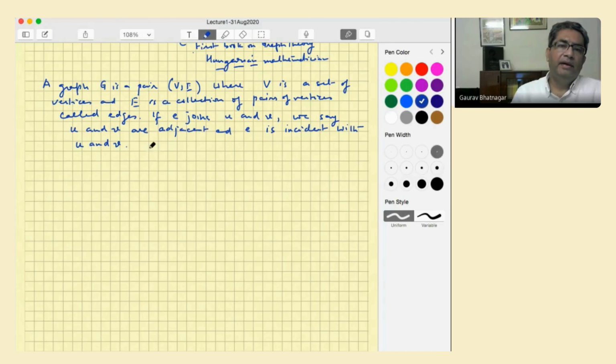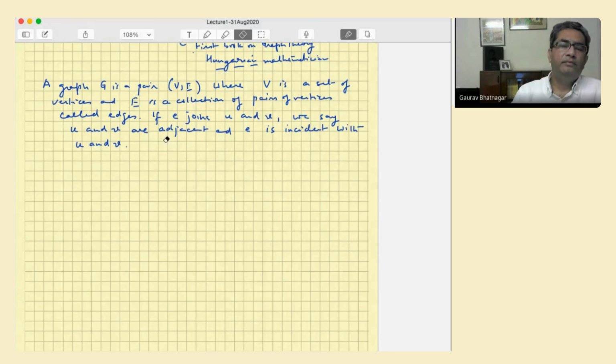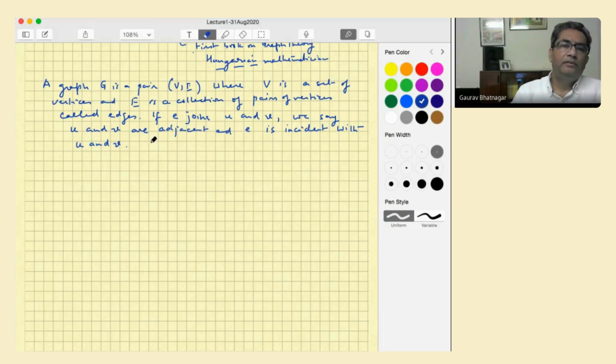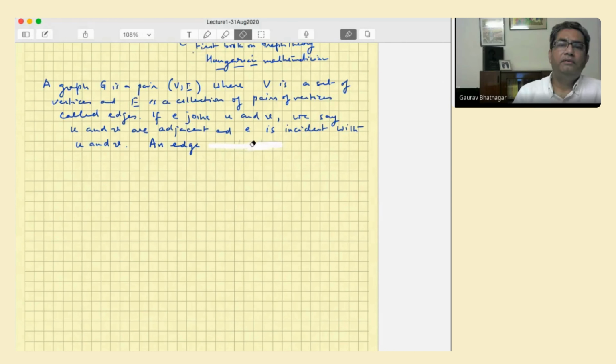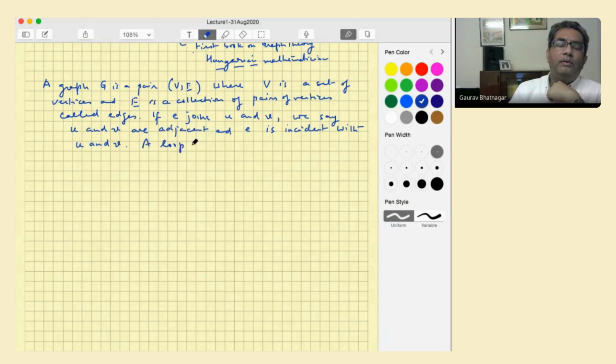In principle, an edge can be between, let me just straight away say this: a loop is an edge joining a vertex with itself.